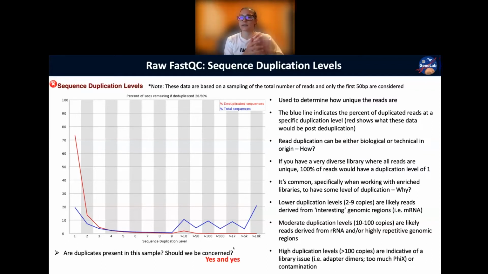It's a very small subsampling of all of your data. And so you really want to do something like a UMI assessment to really know what your true technical duplicate rate is.